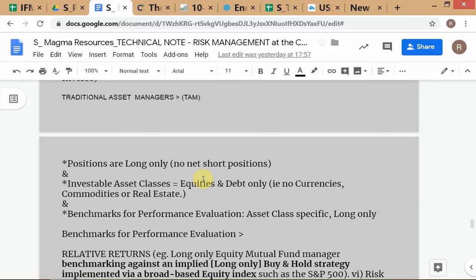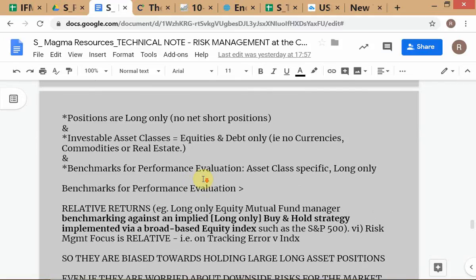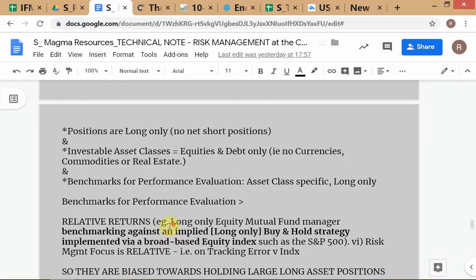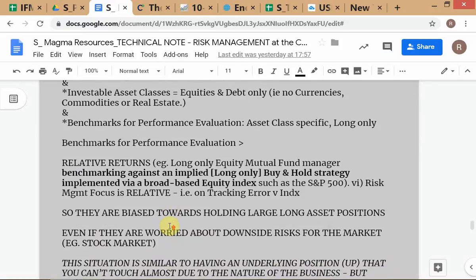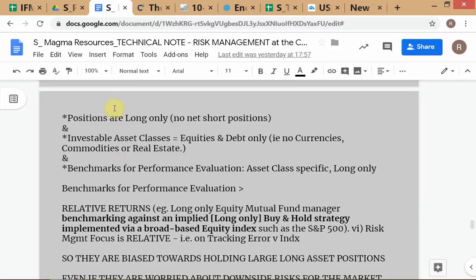So all your mutual funds, HDFC mutual fund, Franklin Templeton, whatever fund you're looking at, whether it's a debt mutual fund or an equity mutual fund, are both what we would call traditional asset managers, most of them. What are some of the characteristics, not all, of traditional asset managers? We just call them TAM.